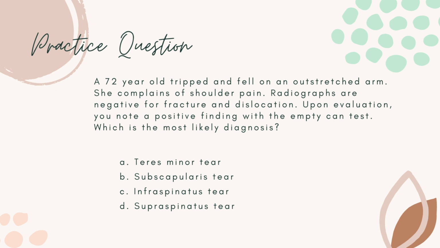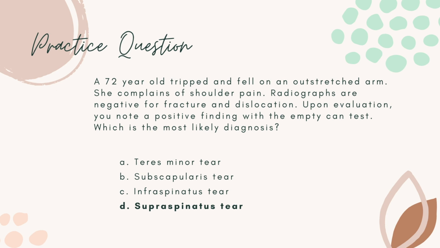So subscapularis is an internal rotator, and its tests are the belly press and the lift-off sign. Supraspinatus tear is indicated with empty can and drop arm. So D is the best answer, supraspinatus tear. Empty can and drop arm are supraspinatus tests. The ER lag sign and Hornblower's are for the external rotators, and lift-off sign and belly press are for the internal rotators, which is the subscapularis.